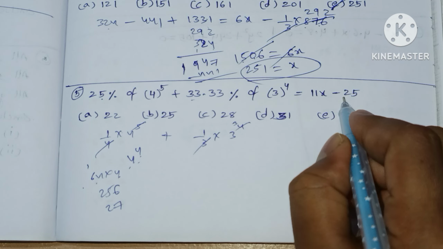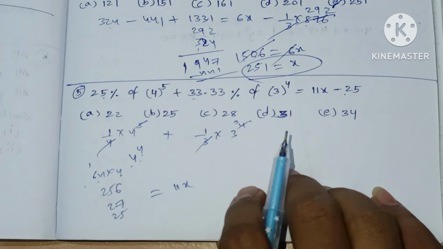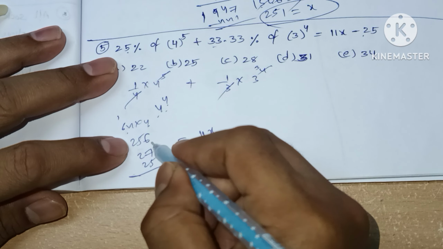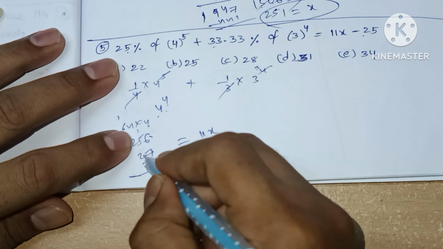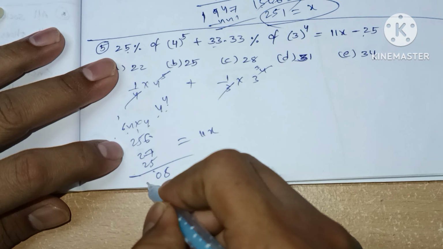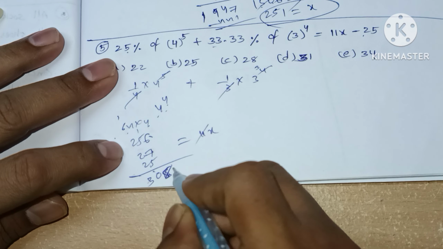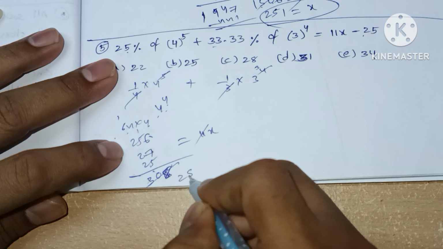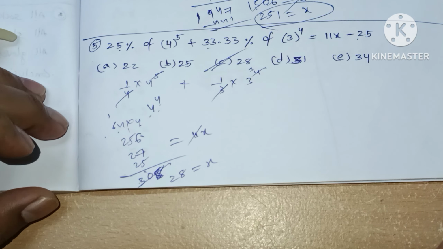This 25 comes this side and it will be plus 25 whole equals 11x. Here the value will be 12 plus 6, 18. This will be 10. 308. 11 2 times and 8 times. Answer will be option C, 28.